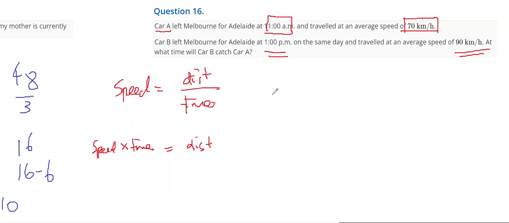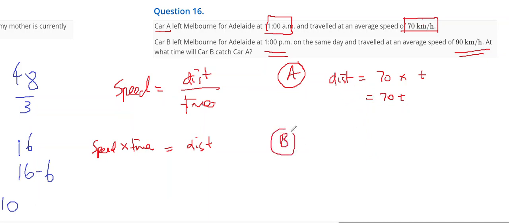So let's look at car A. Car A's distance will equal 70 times the number of hours that it travels, which is t. So 70t. Travels for 4 hours, it's 4 times 70. Car B, the distance will be 90 times the number of hours that it's travelling.